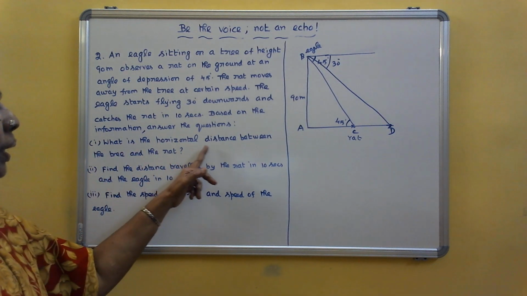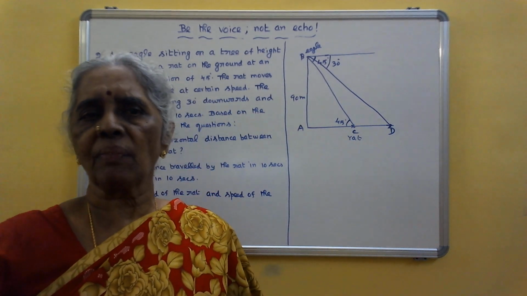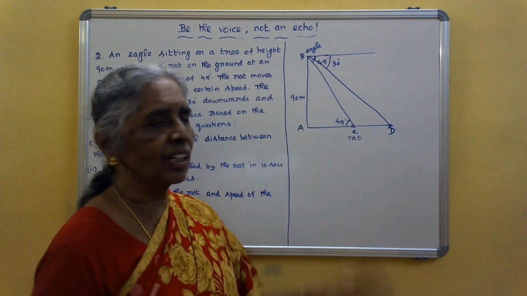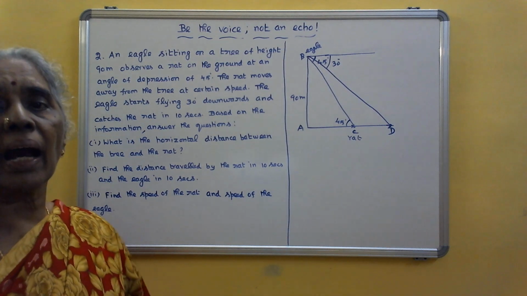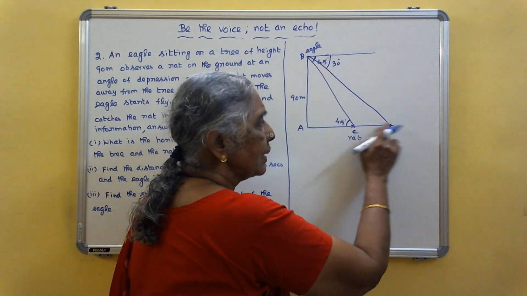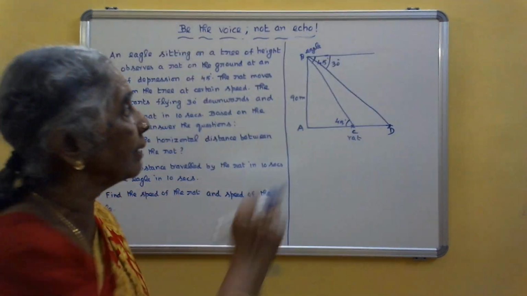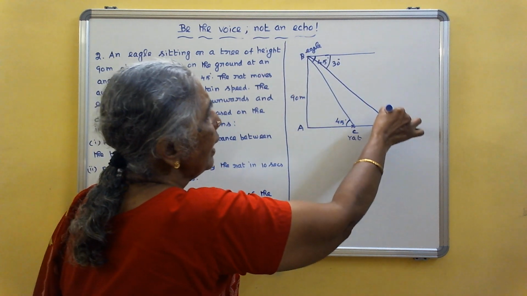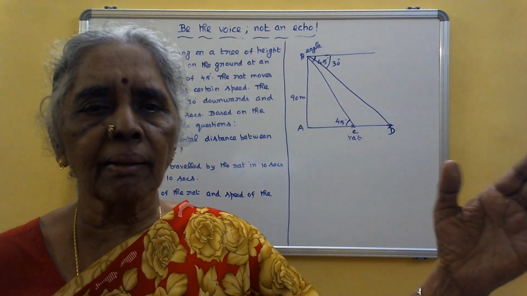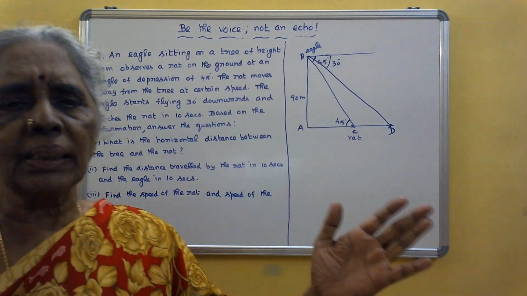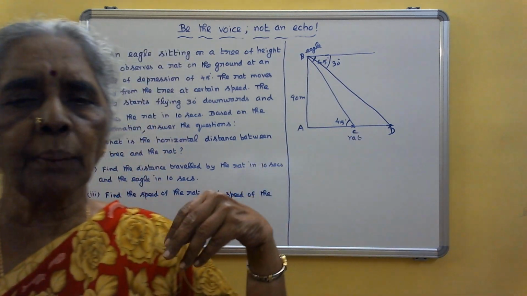First is what is the horizontal distance between the tree and the rat? That is AC, because the initial position of the rat is C. So the horizontal distance means it is AC. The next one is the distance traveled by the rat in 10 seconds. That will be CD. Then the distance traveled by the eagle in 10 seconds. The eagle is here. From there it comes to D. So BD, that will be the distance traveled by the eagle in 10 seconds. If you do all these things, then the speed is easy. We will use the formula distance divided by time.